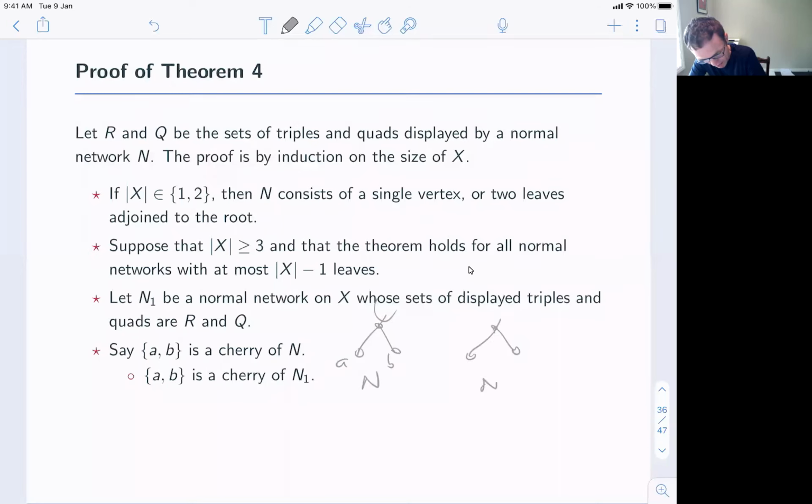Here's N1. Both have AB as a cherry. So what do I do? I delete B in both. If I delete B in both, then by induction they're isomorphic. I've now got one less leaf. The only thing I have to worry about is, I take N delete B and N1 delete B, where do I put B back? Well, AB was a cherry in N and a cherry in N1, and there's only one place to do it.